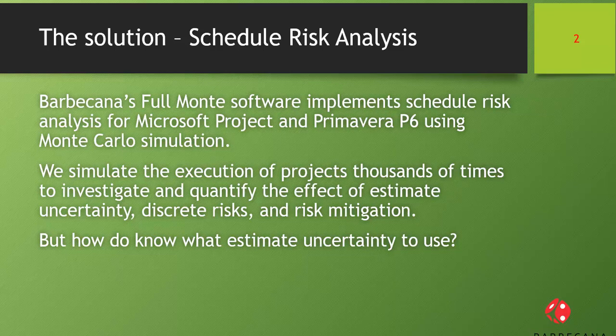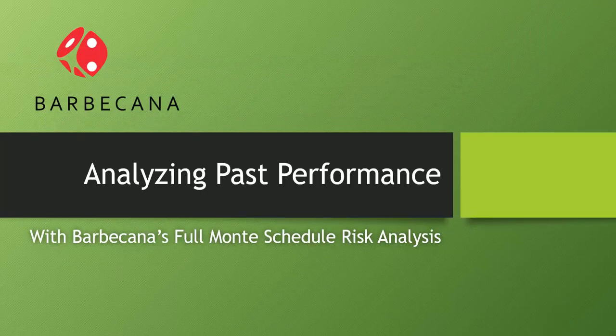Full Monte implements Monte Carlo simulation that allows us to simulate the execution of projects thousands of times to understand the effect of uncertainty. Uncertainty includes estimate uncertainty and discrete risks or threats that may or may not occur. Rather than capture a single point estimate for task durations in the future, we can capture a range of possible values, often known as a 3-point estimate.